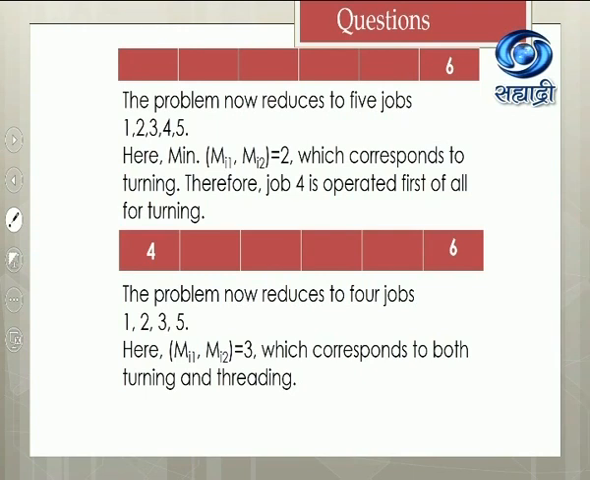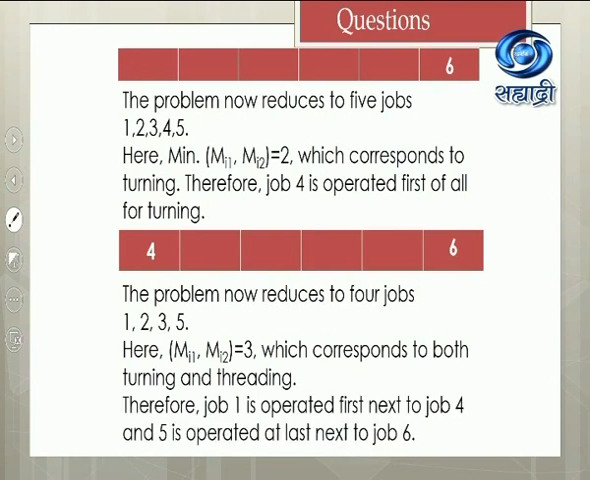Now out of these, 3 is the minimum, which corresponds to both turning and threading. Now this is a tie. So when you are writing, you can just write, therefore job 1 is operated first next to job 4 and 5 is operated at last next to job 6. So you can write it in this way. 1 and 5 both are written because both are minimum. So 1 and 5 are also cancelled.